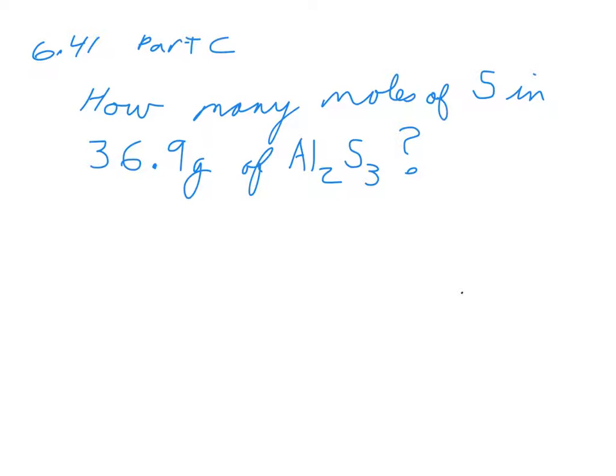All right, how many moles of sulfur are in 36.9 grams of aluminum sulfide? We're only given one number in the problem, so we know that that's what we're going to start our line with. The only thing we ever know how to do with grams is to go to moles. So I'm going to place them where they cancel out.